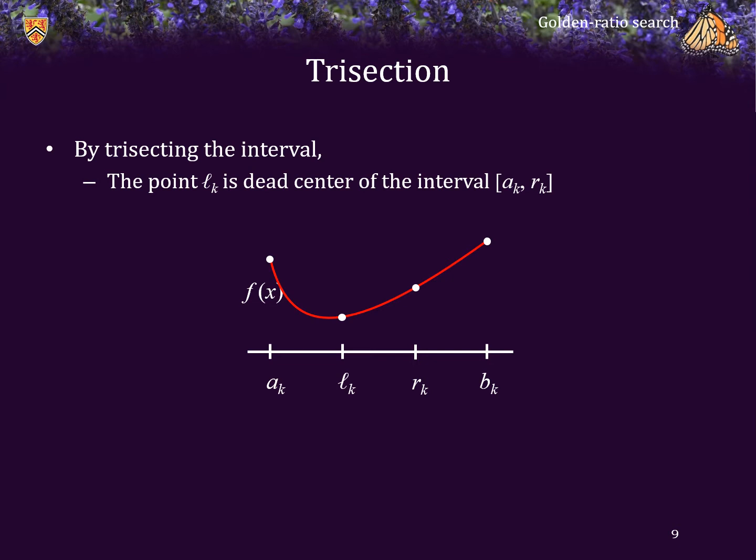So do we evaluate the function at a point to the left or to the right of that if we wanted to reduce the number of function evaluations? Well, it's not really clear. We don't know whether the minimum is on the left side of the L sub k or on the right side of the previous L sub k. So we really can't do anything other than simply start over again and trisect the interval a sub k to r sub k.